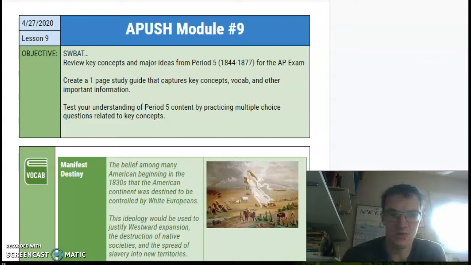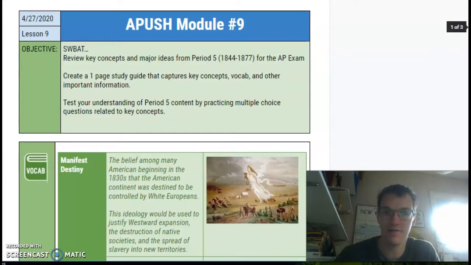It is March 27th. This is Module 9, and this week, guys, we are getting started with Period 5. So remember, this afternoon or Wednesday afternoon, you're going to take the DBQ on Period 6. You're going to use your study guide and any resources to do that, and you'll have 45 minutes to do that on Google Classroom, and then you're going to turn it in.